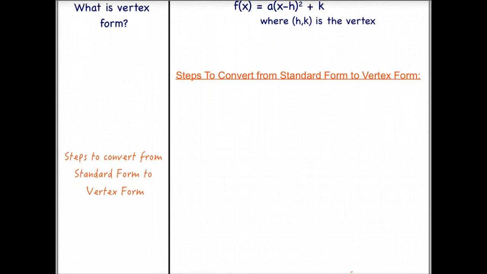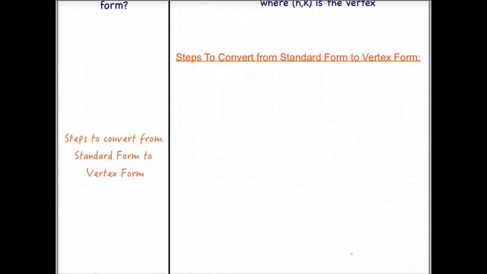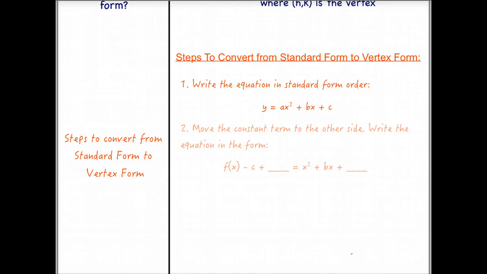So now that we have a little refresher on the two different forms, we want to look at the different steps we take. The very first thing we do is write the equation in standard form order. This is if it is not already written in standard form. Our second step is to move the constant term to the other side. So write the equation in the form as written below, f of x minus c plus blank equals x squared plus bx plus blank. And you'll notice too, this kind of looks like what we did with completing the square.